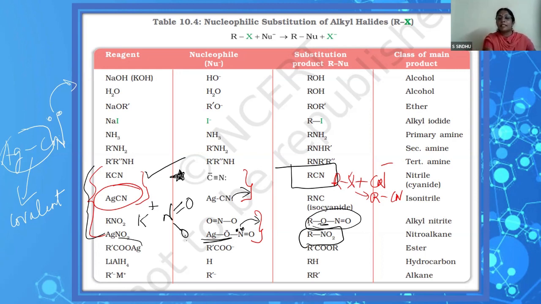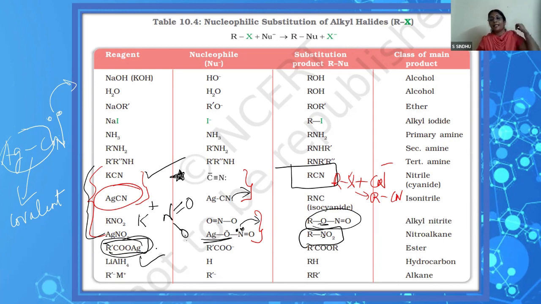Then coming to the other one, where we convert haloalkanes to esters using silver salts of carboxylic acids. And for a reducing agent, lithium aluminium hydride: using the reducing agent lithium aluminium hydride, haloalkanes will be reduced to the corresponding alkane, with the same number of carbons. So that is one method.